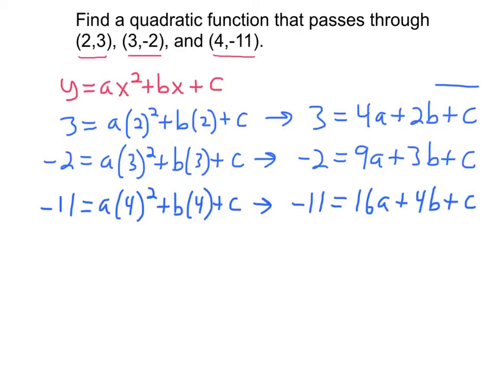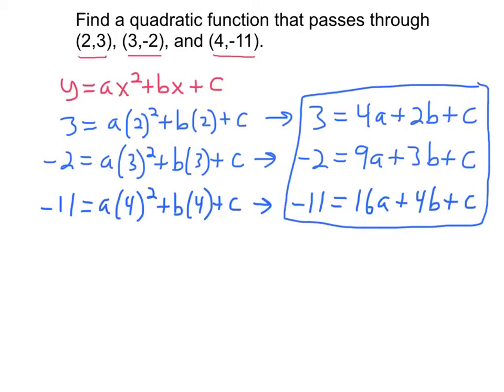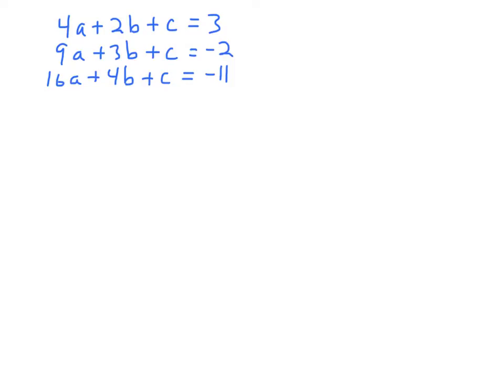Now, this result that we end up with is a three-dimensional system of equations. There are three variables. The variables are a, b, and c, and that's what we're trying to find. And we have three equations. So we're going to solve this system using the method I just showed you a minute ago. Okay, so here's the system that we want to solve.